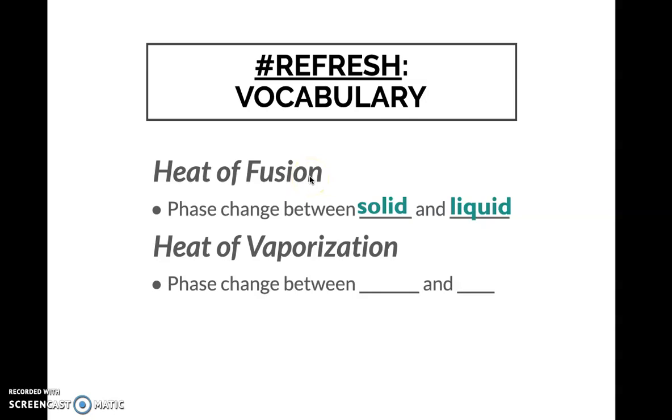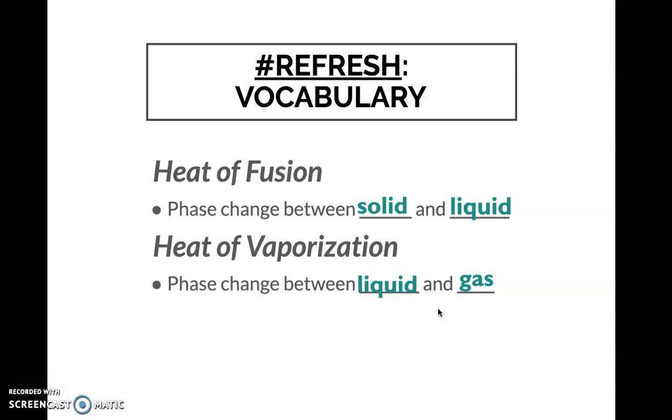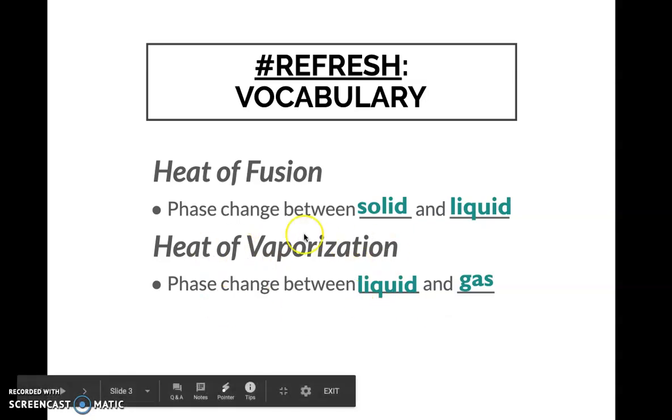Heat of vaporization is the phase change between a liquid and a gas. So when a liquid is changing into a gas, it is evaporating, hence the name vaporization. And when a gas is going into a liquid, it's going to be condensing. So condensation and evaporation occurs during the phase change of heat of vaporization.